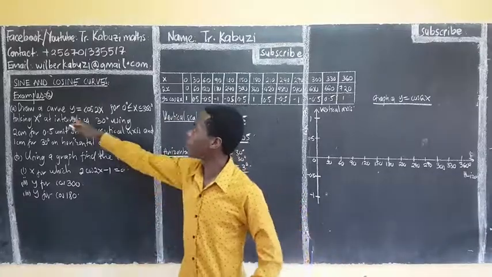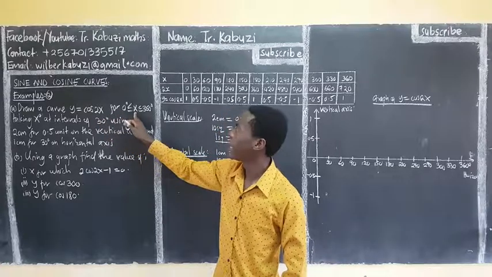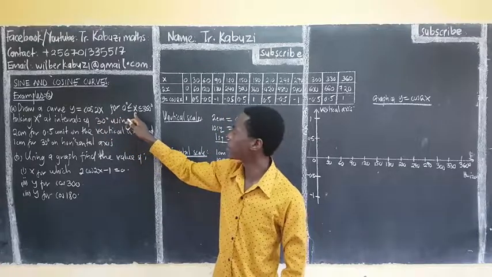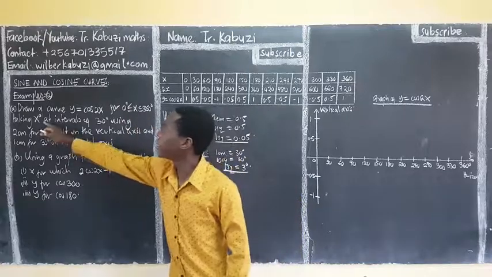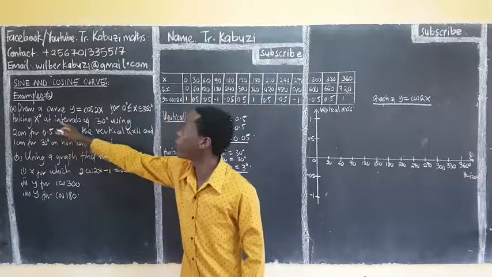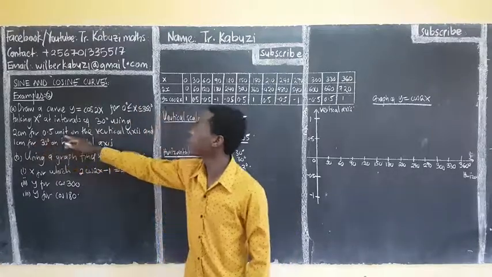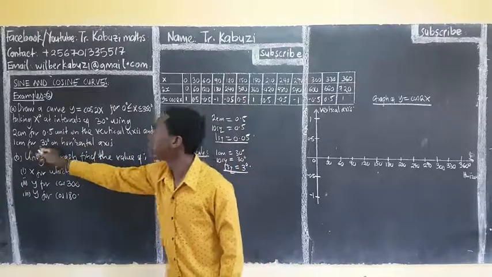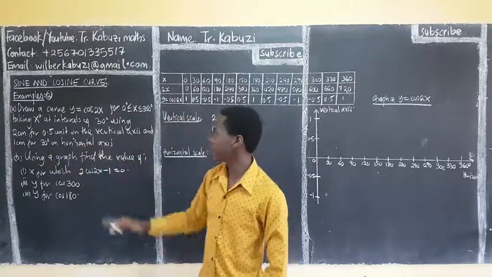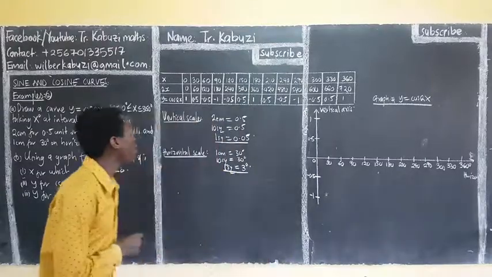So the question is: draw a curve y equals cos 2x for 0 degrees less than or equal to x less than or equal to 360 degrees. Be careful with this angle range. Take x degrees at intervals of 30 degrees, using 2 centimeters for 0.5 units on the vertical and 1 centimeter for 30 degrees on the horizontal axis. Then we are going to answer this question, but let us first go into the idea of graphing.